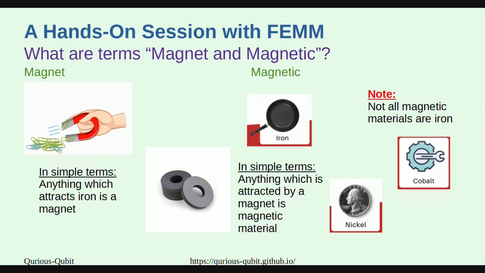So what is magnetic then? Anything which is attracted by a magnet is a magnetic material, or it's called magnetic. The other note is that not all magnetic materials are iron, because there are many other things which get attracted to a magnet. Iron is magnetic, nickel is magnetic, and cobalt is magnetic. So we have magnetic materials. To understand what a magnet is, we just use the intuitive understanding, because we are familiar with iron getting attracted to a magnet in our daily life, in our childhood. That is what I've meant here.